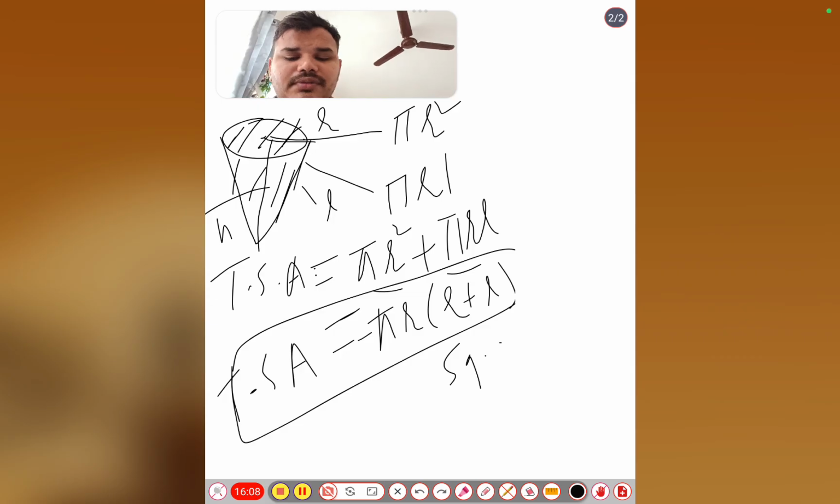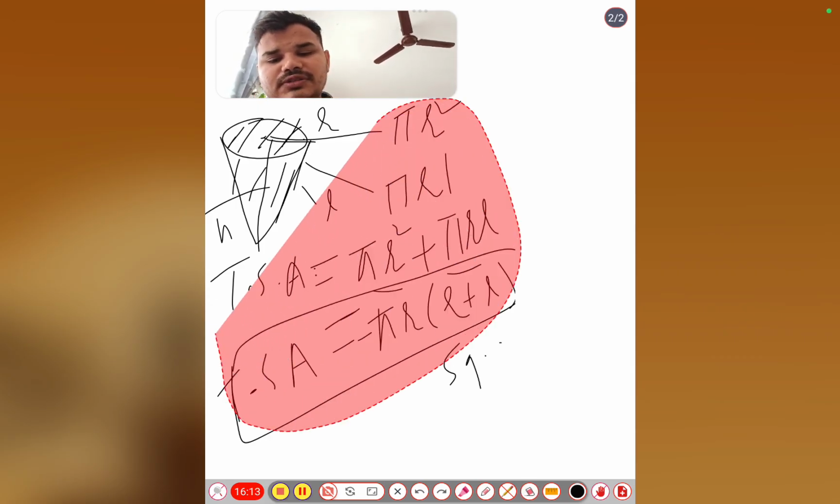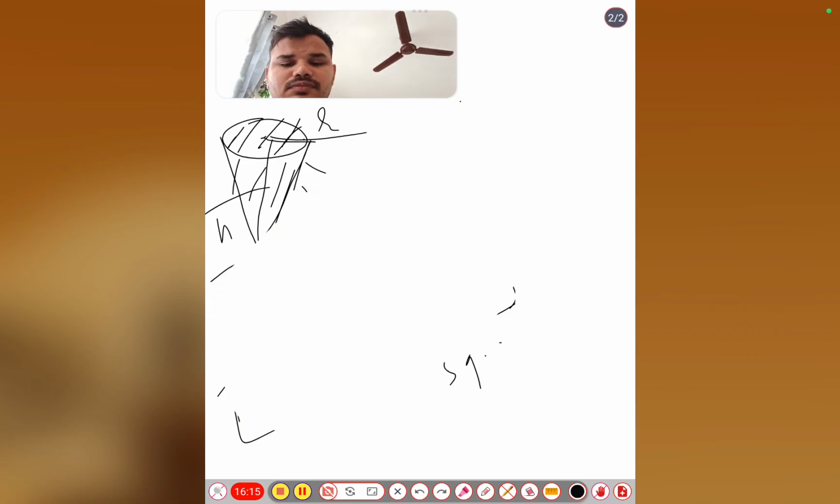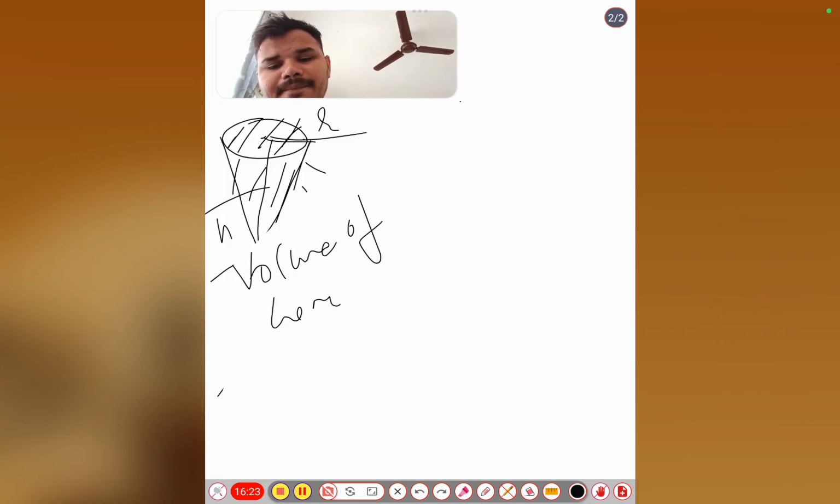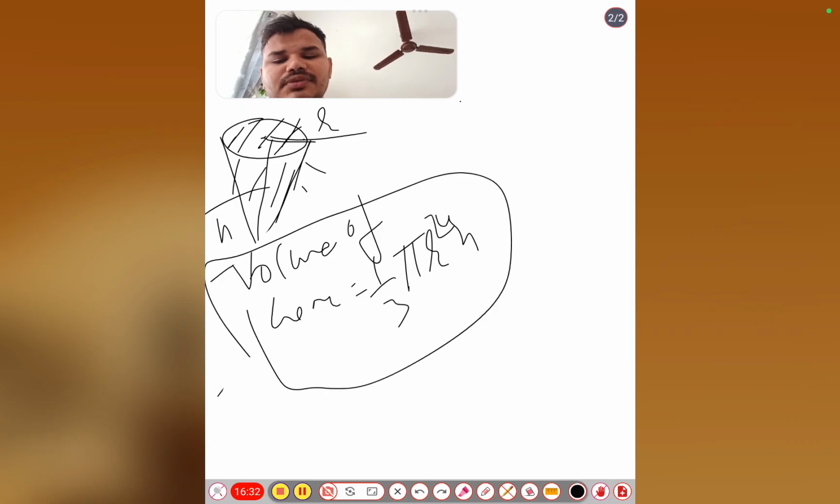Then we have one more formula, the volume. The volume of a cone equals 1 upon 3 pi r square h. We studied this in terms of the cylinder, just put 1 upon 3 in front, and the unit is cubic unit.